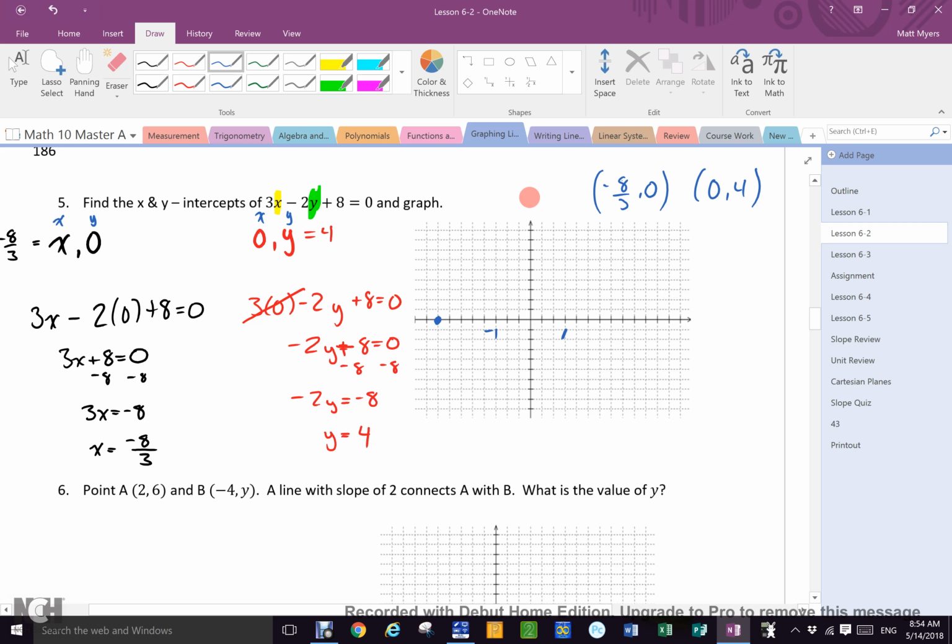I do not have 12 squares, do I? So I cannot change the y scale. The y scale stays at 1. So I go up 1, 2, 3, 4. Is everybody cool? Now here is what's going to mess you up.